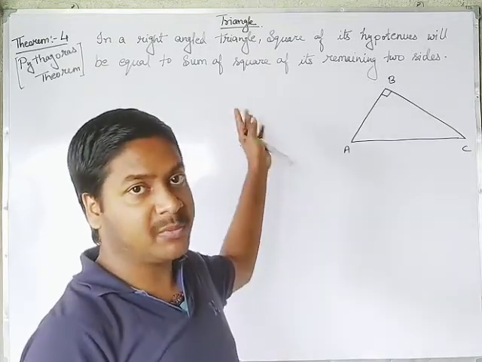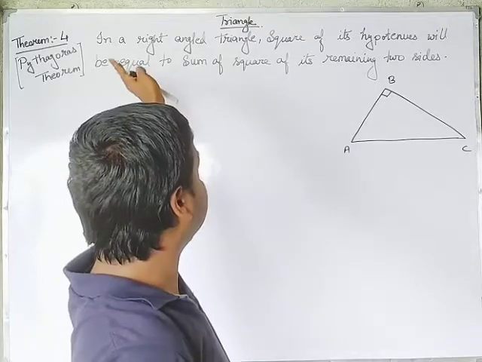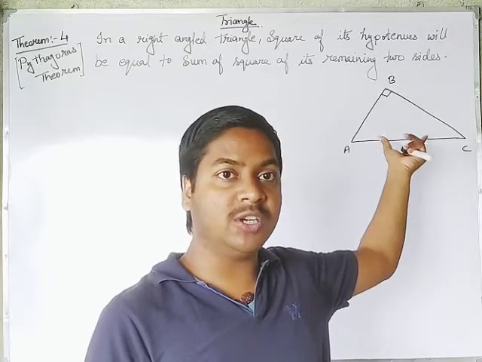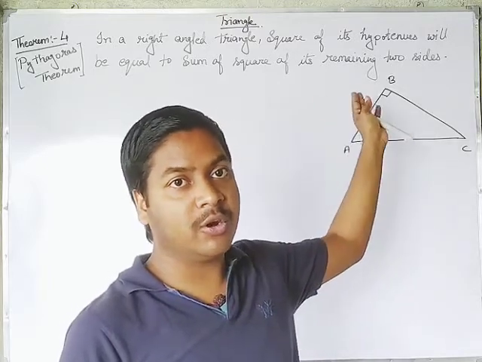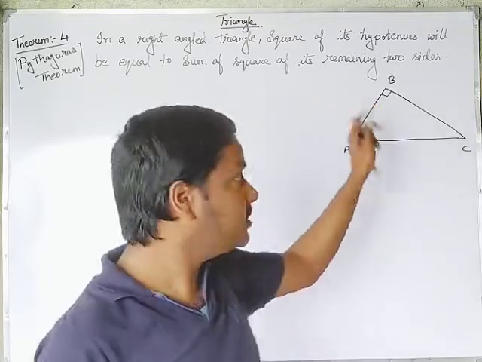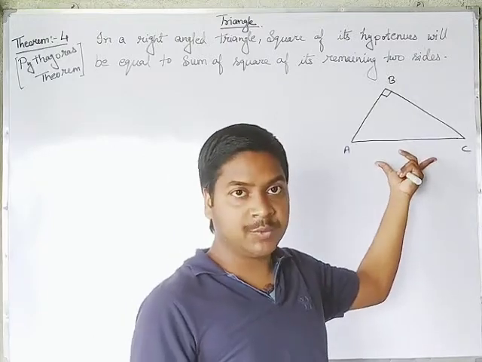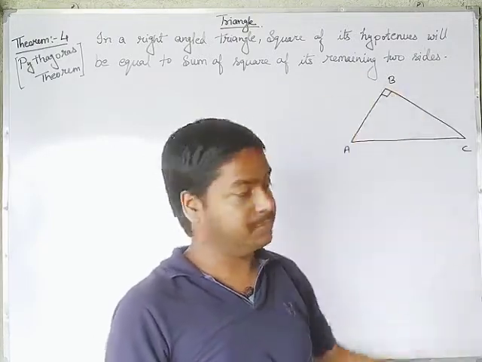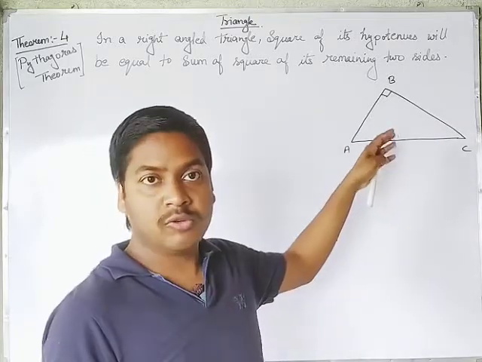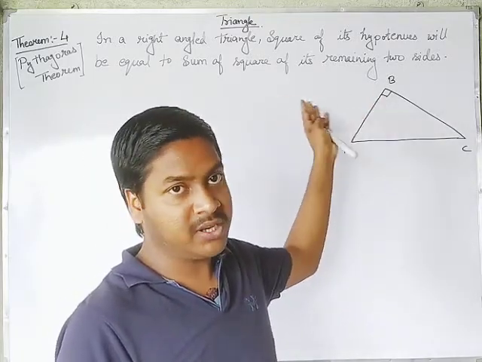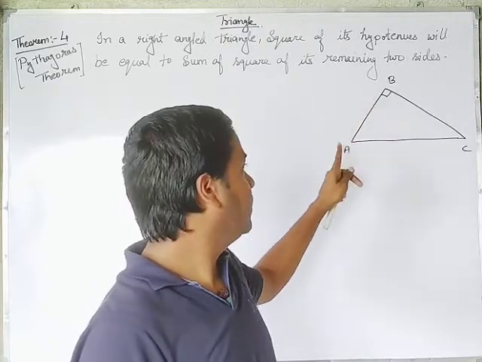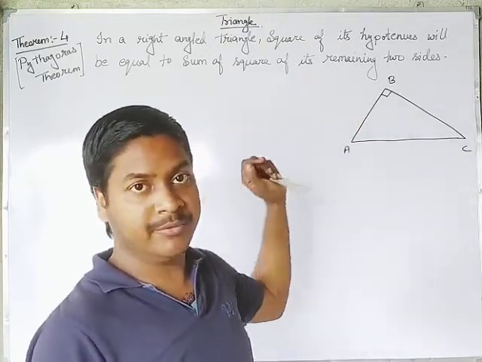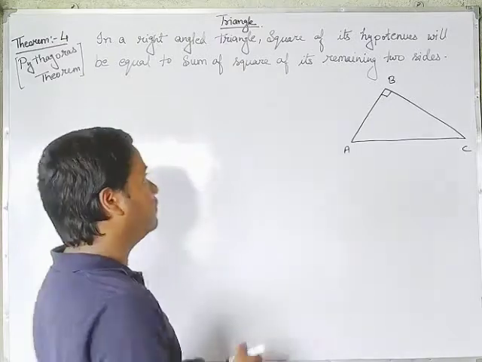The statement of the Pythagoras theorem is that for any right angle triangle, the square of its hypotenuse will be equal to the sum of the squares of the remaining sides. It means square of AC will be equal to square of AB plus square of BC. So, in order to prove that, I have drawn one figure ABC in which angle B is equal to 90 degree. Now, we will try to prove it.